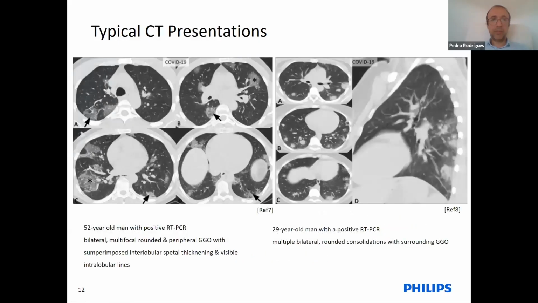So some typical CT presentations from RSNA. At the start, bilateral multifocal rounded GGOs appear, in a 52-year-old man and a 29-year-old man, this already starting with consolidations with surrounding GGOs.